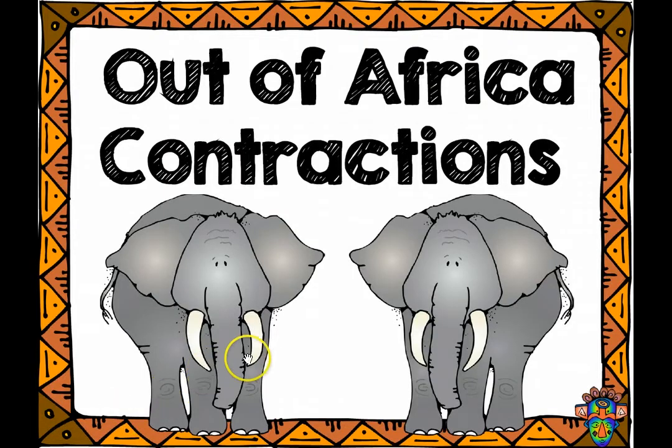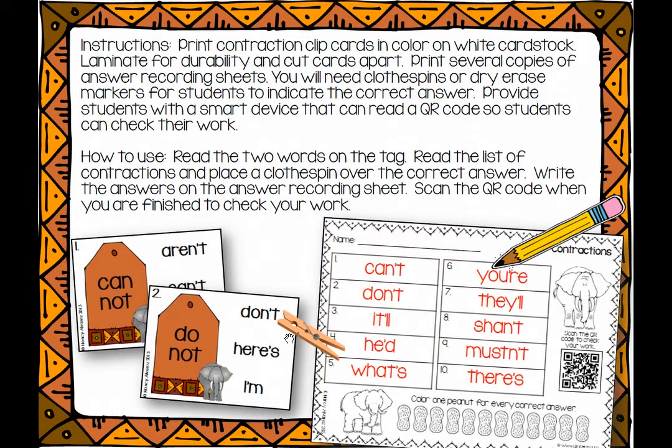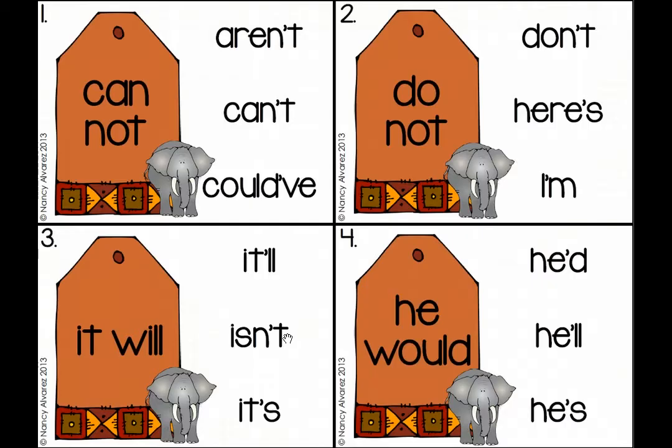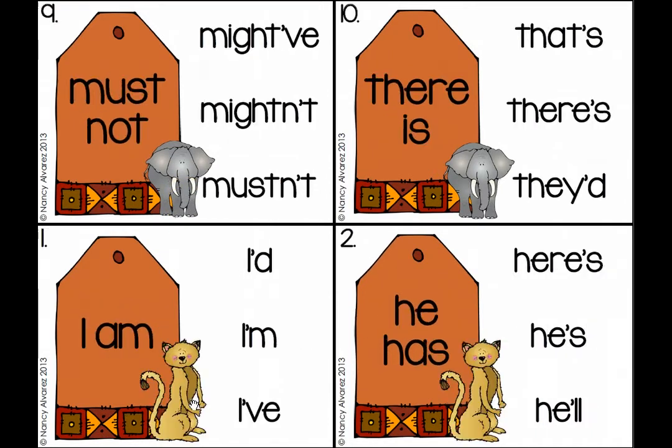The next activity is working with contractions, and there are 2 sets of 10. There are 2 activities that are the same that have to do with contractions, and you can tell the sets apart because the first has an elephant and the second set has an African cat.